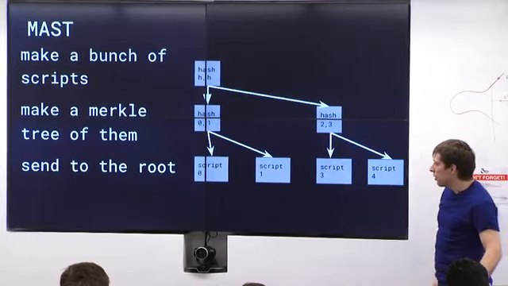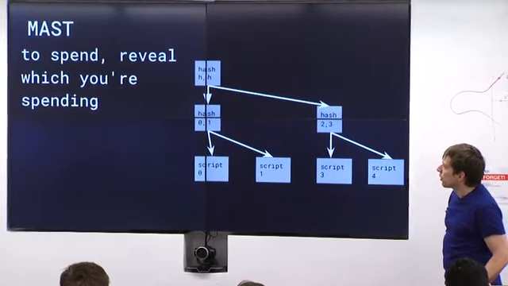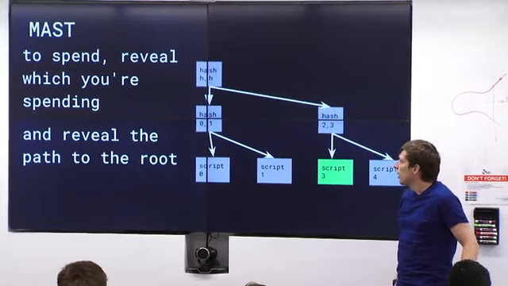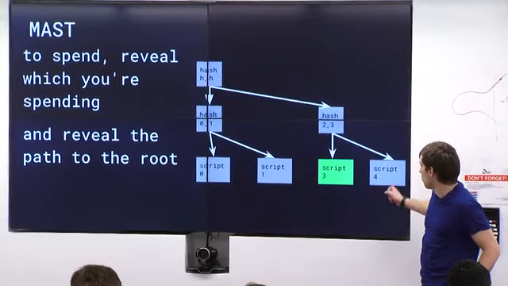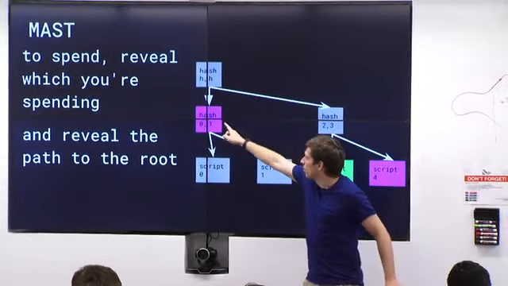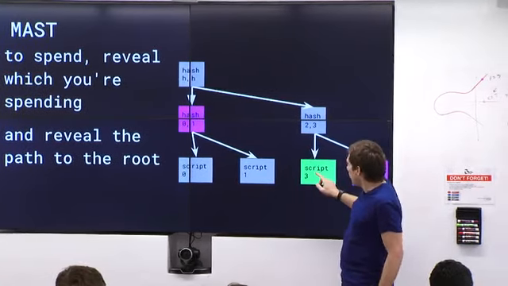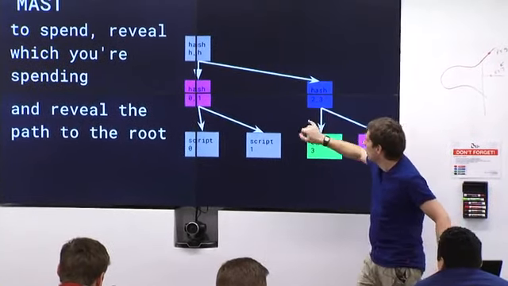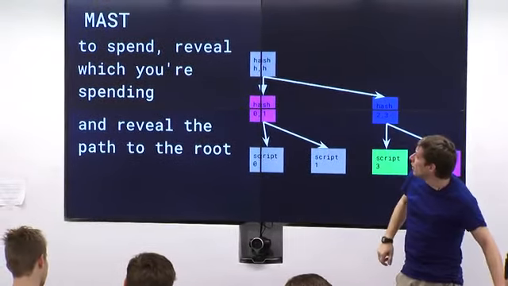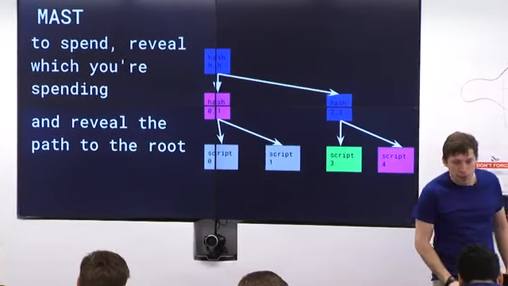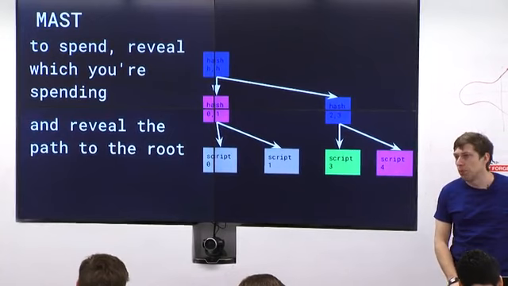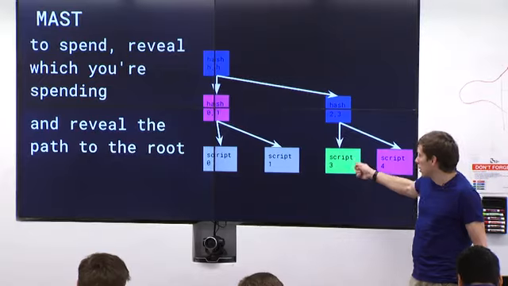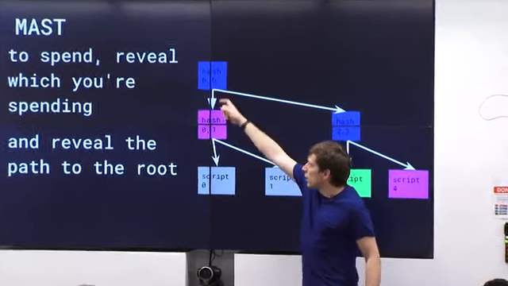And then when you want to spend, you say, okay, I'm going to provide a proof. So to spend, reveal which I'm spending. For example, I'm spending using script 3. And then I reveal a path to the root, which would be, I reveal 4 and this. And then you compute. You say, okay, hash these two things together, you get that. Hash these two things together, you get that. And confirm that the result is equal to what was in the output script. And if it is, okay, you've provided a valid inclusion proof that script 3 was inside this root.